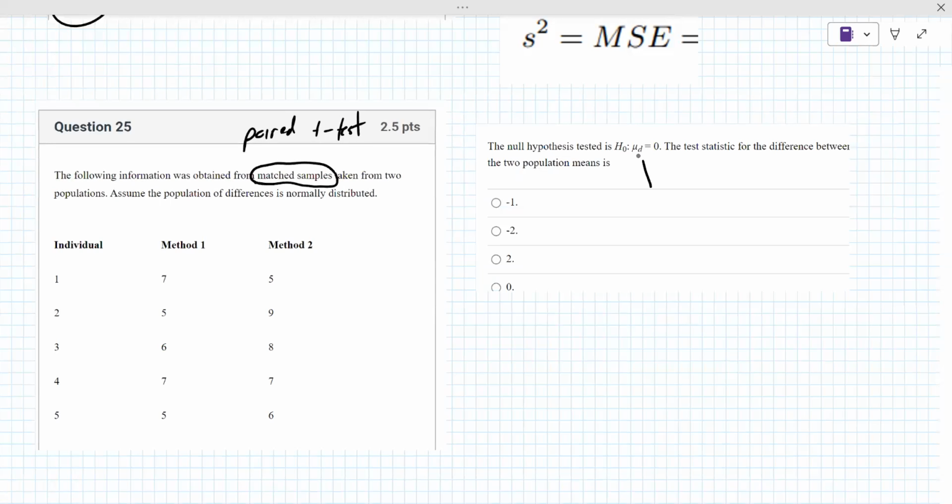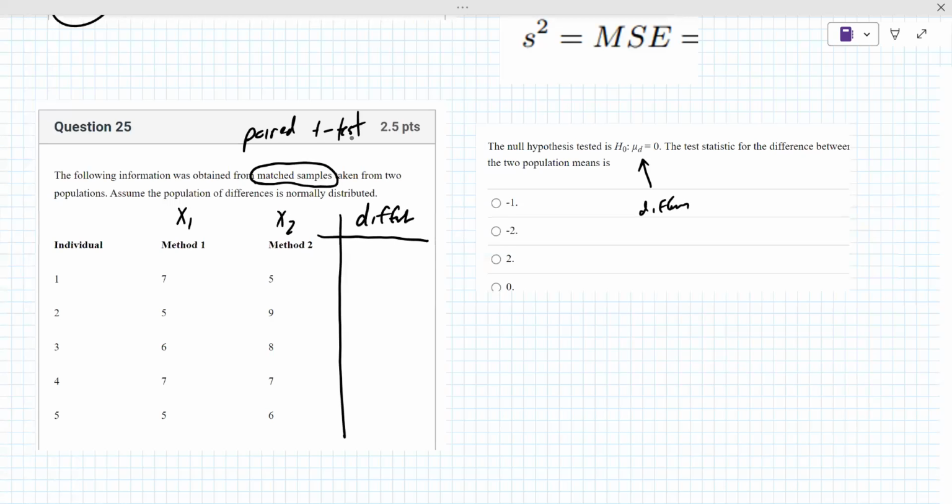D means the difference between them for a paired sample. They're trying to reiterate that it's a paired t-test. So what you have to do is find the difference between them. It's typically x1 minus x2. So you're taking that first value, that's 7, and subtracting 5. 5 minus 9 is minus 4.